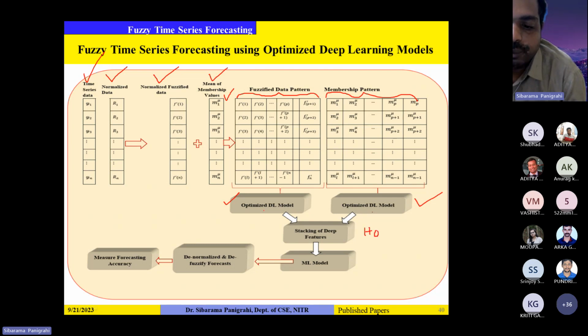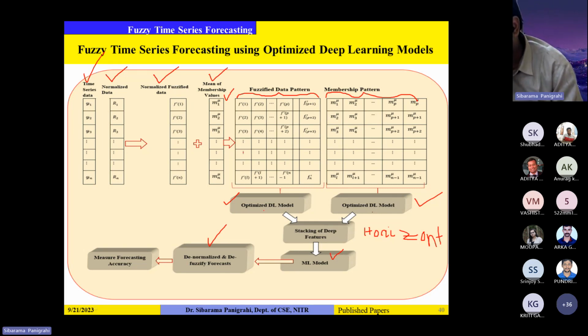Okay. So once we horizontally stack them, what we will have? First we will have the data pattern deep features, then we will have the membership function pattern deep features, right? Then we will use a machine learning model on those deep features to forecast the future value. But you see, the forecasted value is a normalized and fuzzified value. So what we have to do? We have to denormalize it, we have to defuzzify it, then we have to measure the forecasting accuracy.